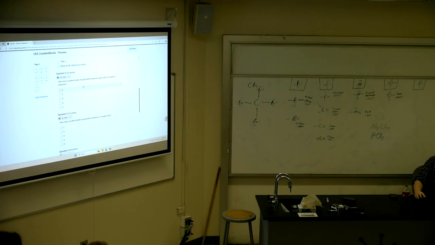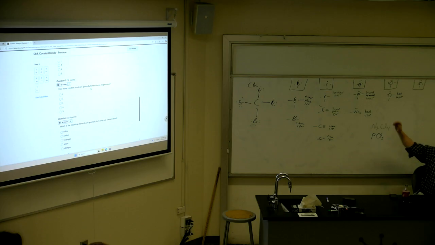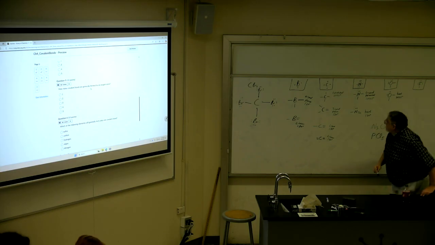Nitrogen has 5 valence electrons, so does phosphorus. So this one, how many covalent bonds is generally formed? So you can see there that you get 3 covalent bonds out of this. How many covalent bonds are generally formed by oxygen? You're looking at it right here. 2.